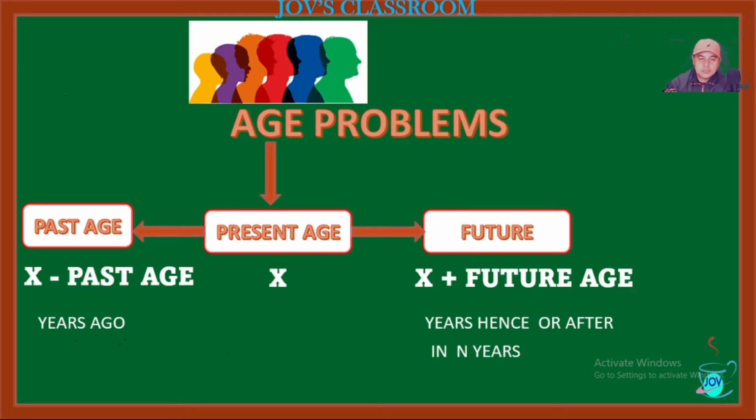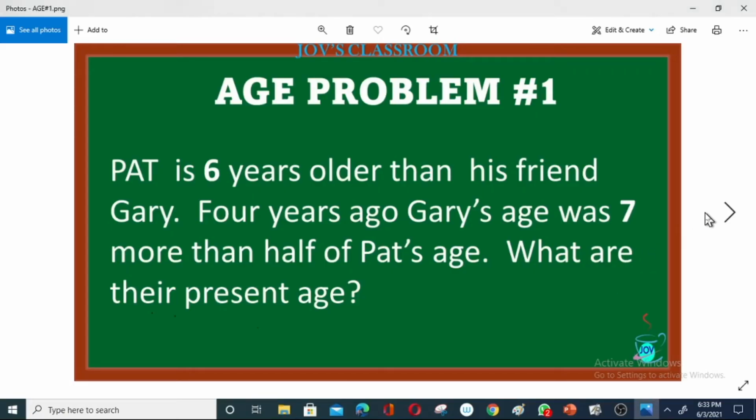Okay, so to better understand this principle, let's solve some problems. Age problem number 1. Pat is 6 years older than his friend Gary. 4 years ago, Gary's age was 7 more than half of Pat's age. What are their present ages?